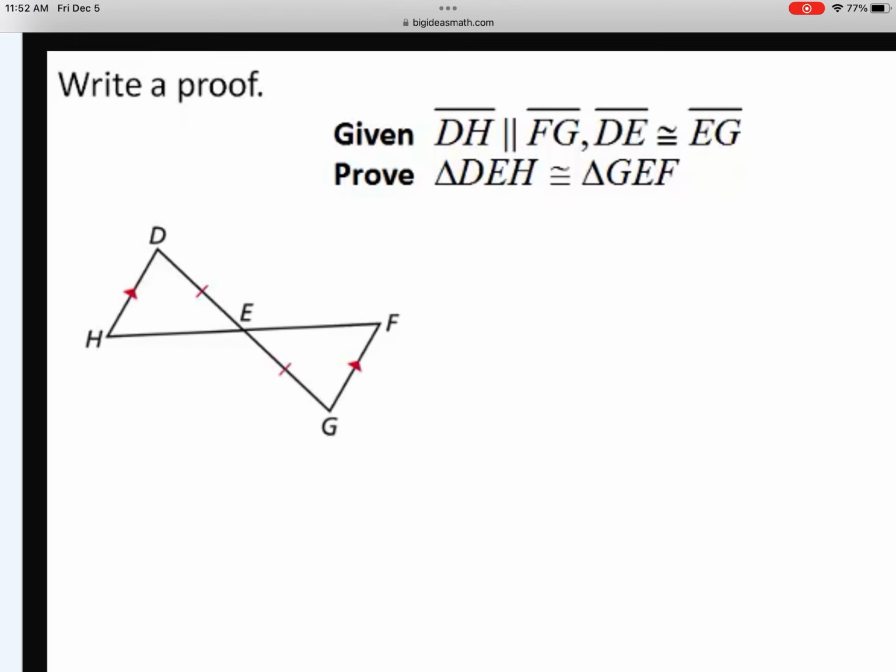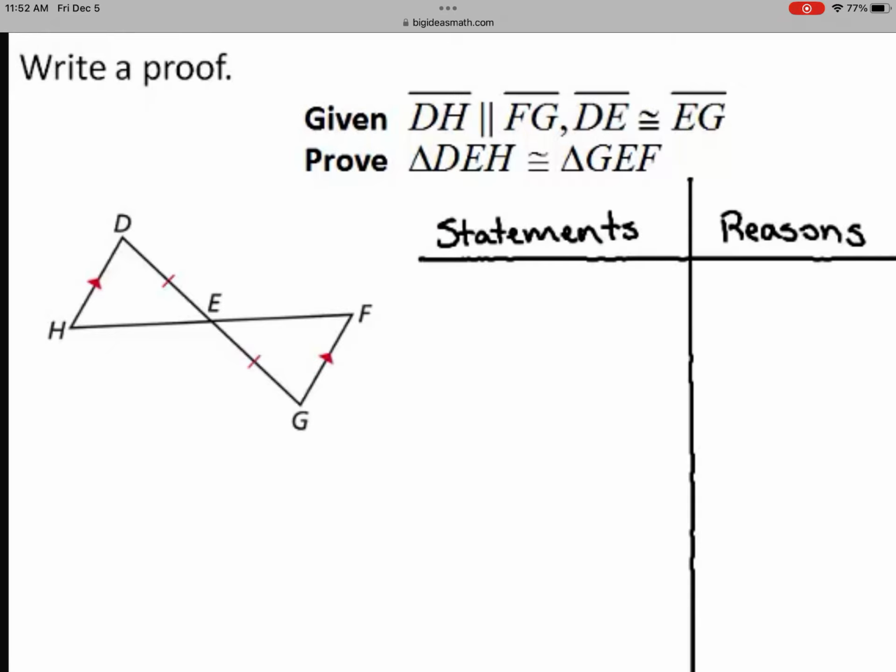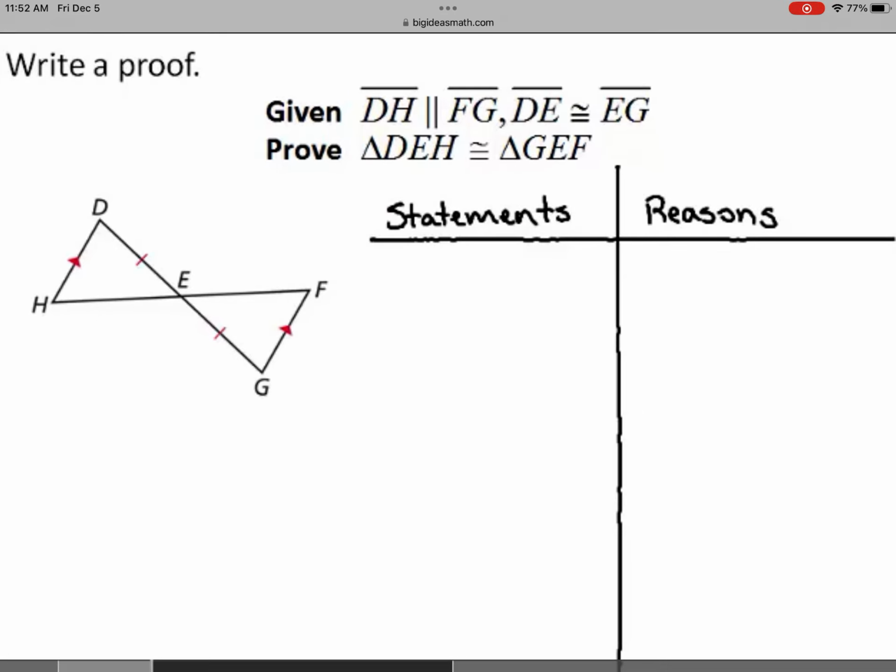Write a proof. Given that line segment DH is parallel to line segment FG and line segment DE is congruent to line segment EG, prove that triangle DEH is congruent to triangle GEF. Begin by setting up a statements and reasons table.